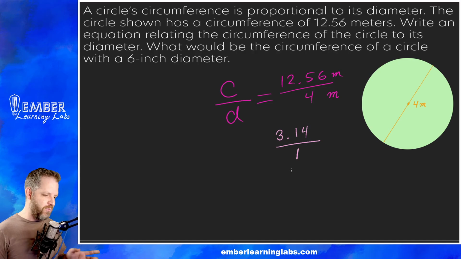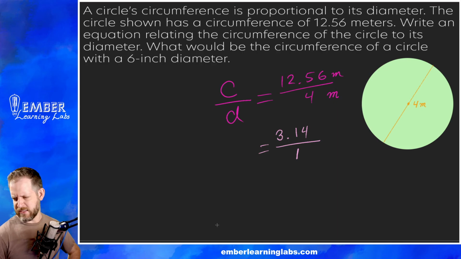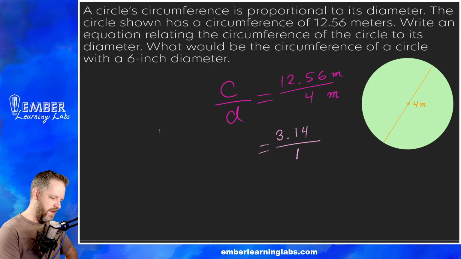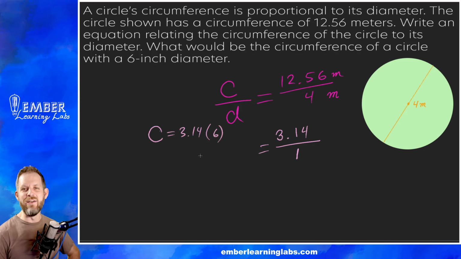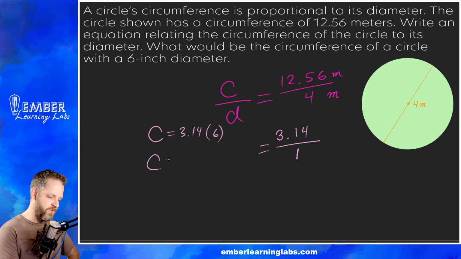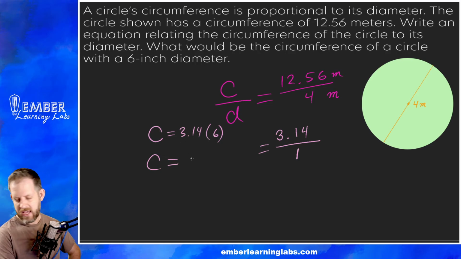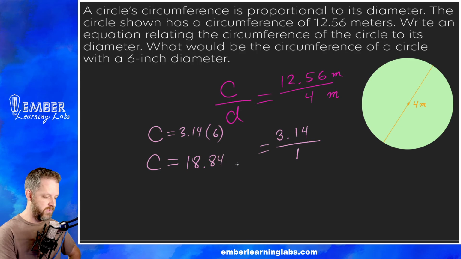So then we want to find out what the circumference would be if it has a 6-inch diameter, right? So we're going to have a proportion. We haven't really talked about solving proportions yet, but we're going to multiply it. The circumference equals 3.14 times 6. And when we do that, we end up with a circumference of 18.84. Don't forget those units. That'd be important.